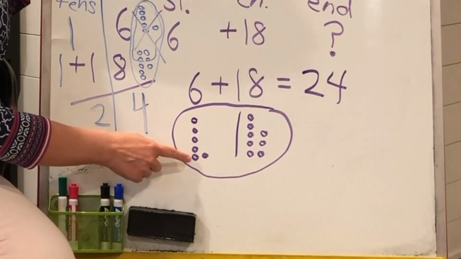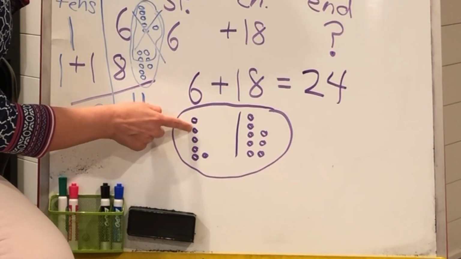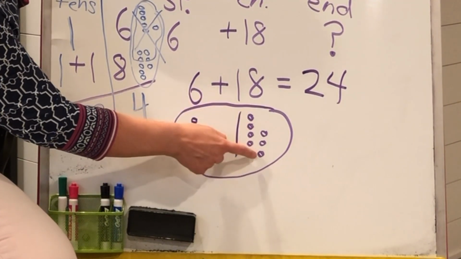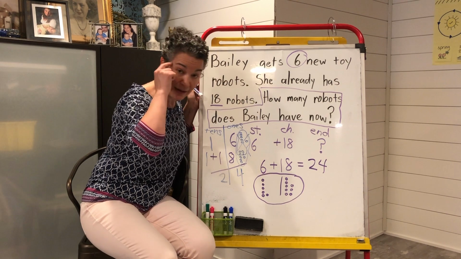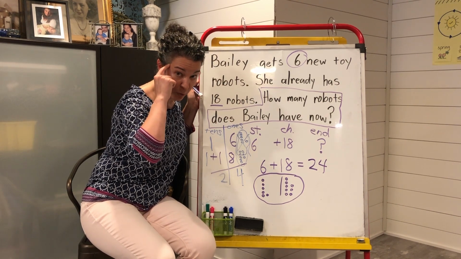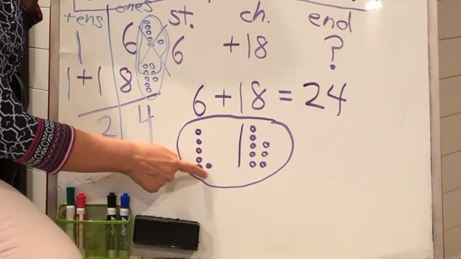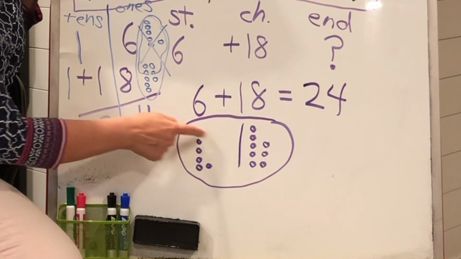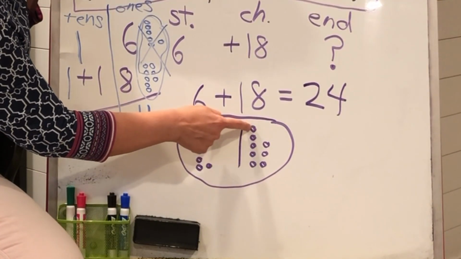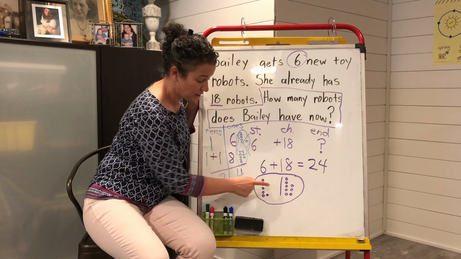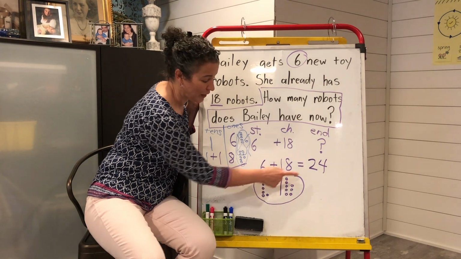Ready? Let's do the 1s first. 1, 2, 3, 4, 5, 6, 7, 8, 9, 10, 11, 12, 13, 14. Now hold that 14 in your brain, and we gotta add 10 more. 14, 24. Ready? Do it again. 1 through 14. Hold that 14 in your brain. 10 more than 14 is 24.